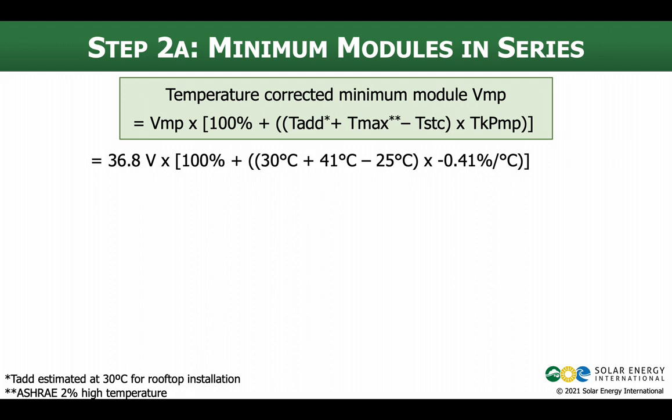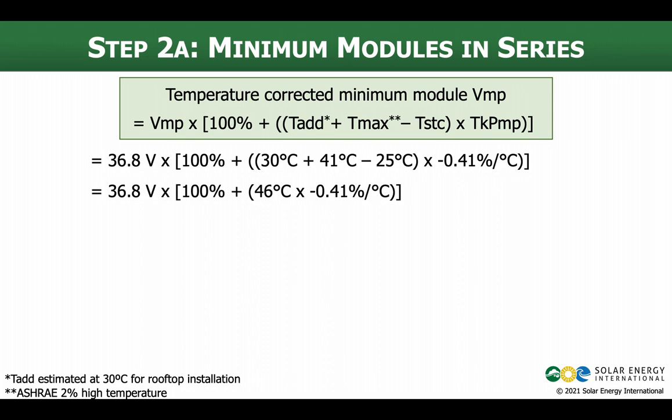So 36.8, that's our rated VMP off the module spec sheet. We start off with 100% of that. We're going to add to this, probably going to be subtracting in the end, as I bet you can imagine, our temperature adder, 30 degrees Celsius in this case for our roof-mounted system. Our high temperature, this is our ASHRAE 2% high, of 41 degrees Celsius. And then we're going to subtract off the starting point, STC temperature of 25 degrees Celsius. Whatever that temperature change is, that difference from standard test conditions, multiply it by the temperature coefficient of maximum power, 0.41% per degree Celsius, and then we'll figure out what our change is. So we do the math here.